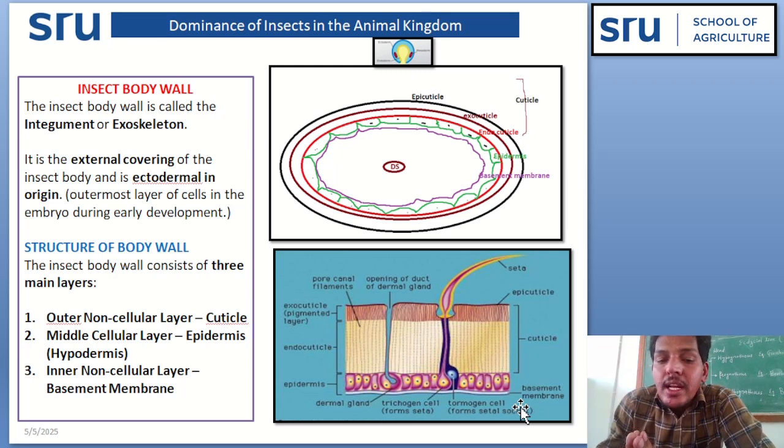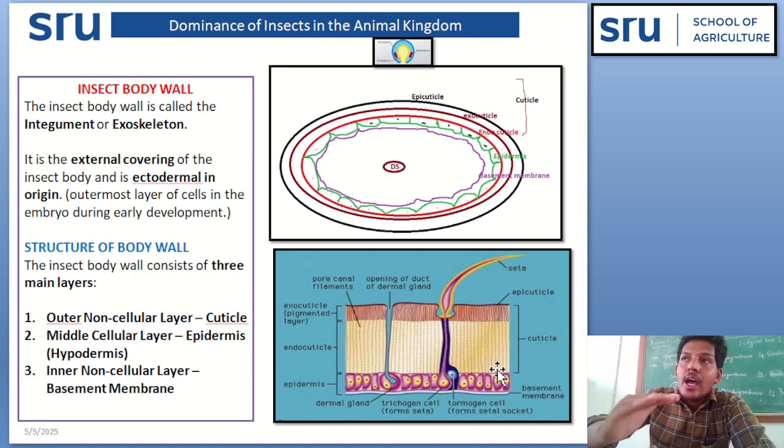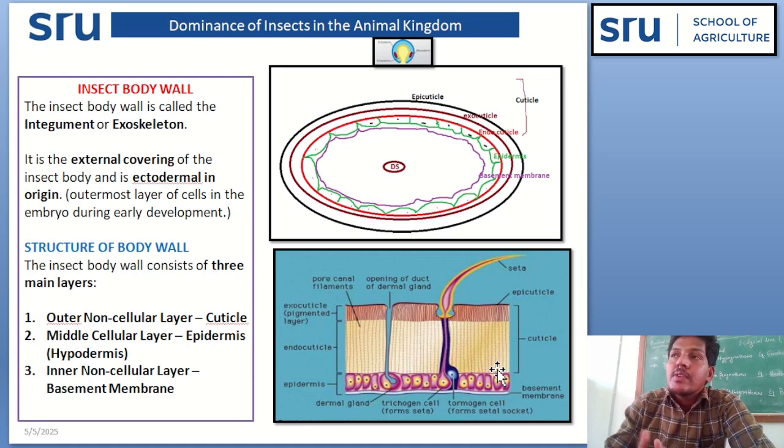What are those three layers? Outer non-cellular cuticle, middle cellular epidermis, also known as hypodermis. Why the name hypodermis? Because it is present below the cuticle. Hypo means below. And the last layer, the inner non-cellular layer, is the basement membrane.